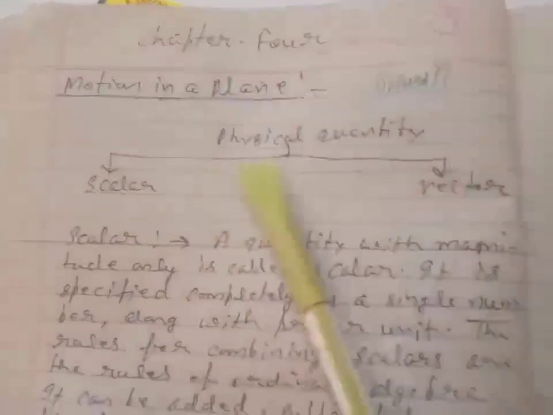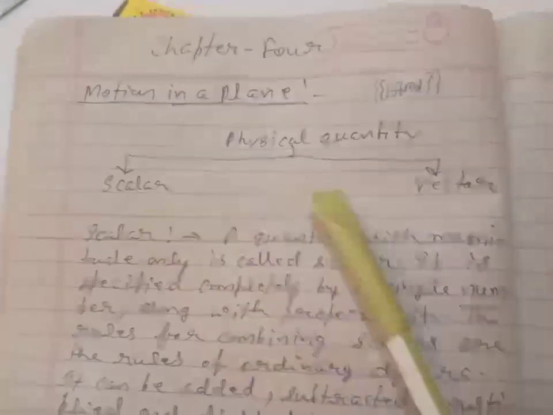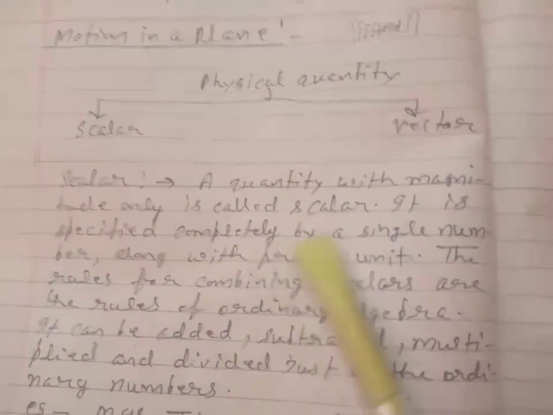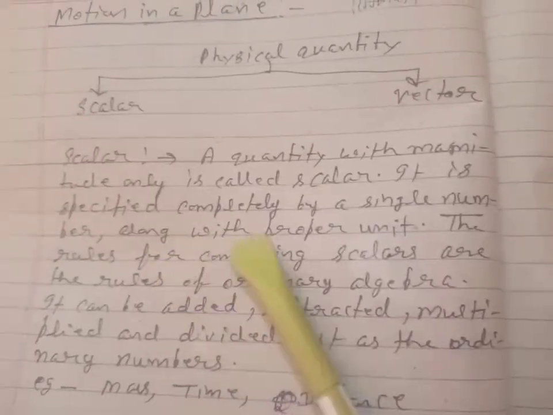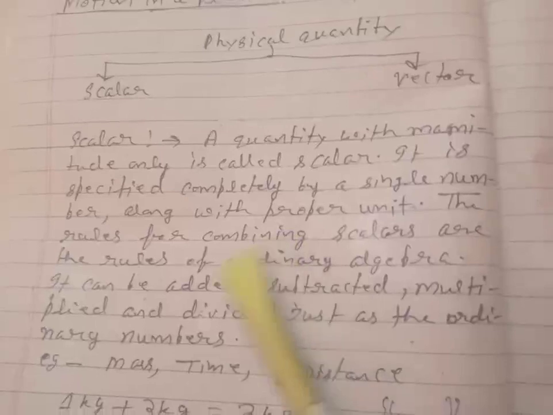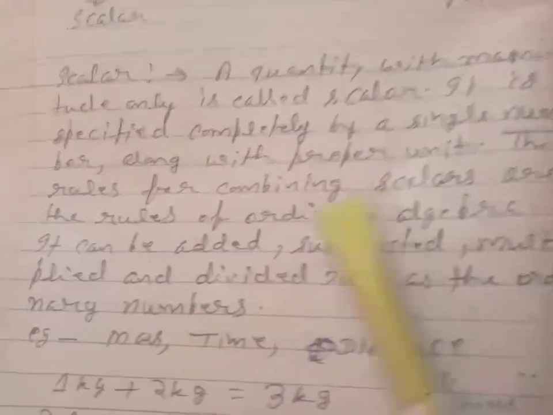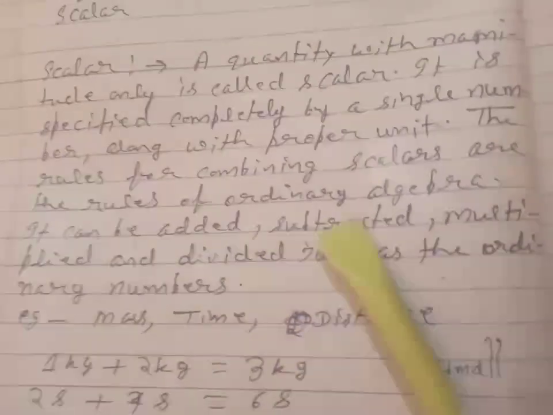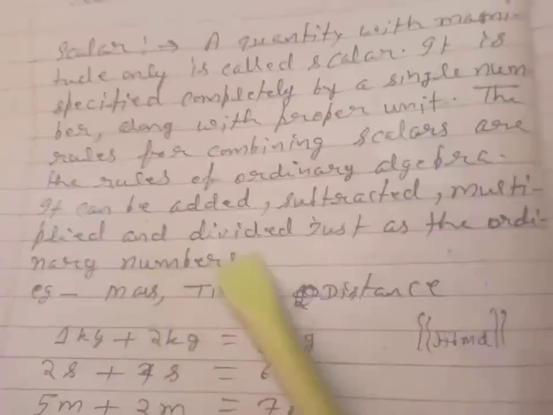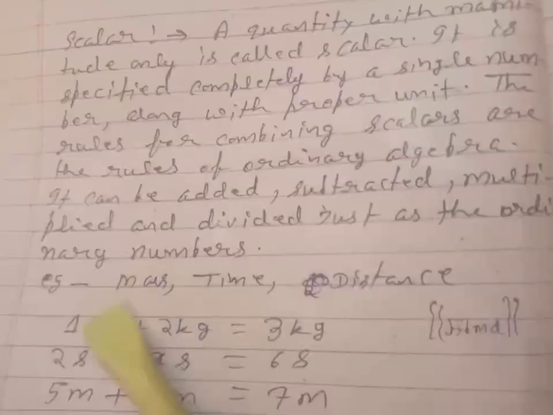Motion in a plane, physical quantities: scalar and vector. A scalar is a quantity with magnitude only. It is specified completely by a single number along with a proper unit. The rules for combining scalars are the rules of ordinary algebra. They can be added, subtracted, multiplied, and divided just like ordinary numbers.